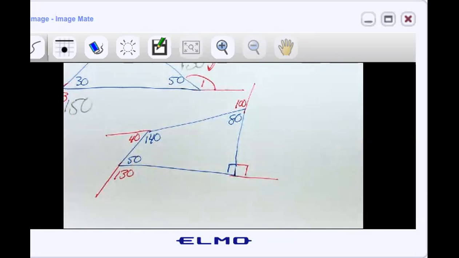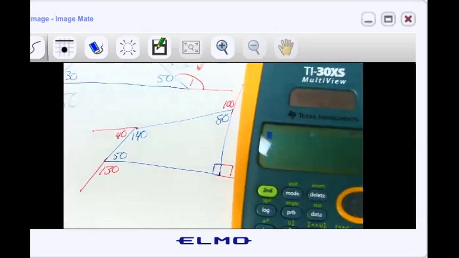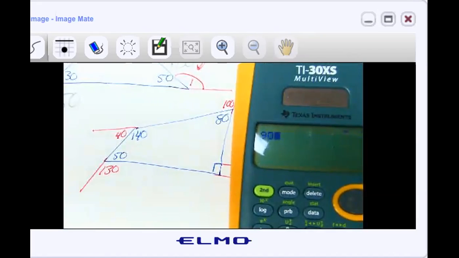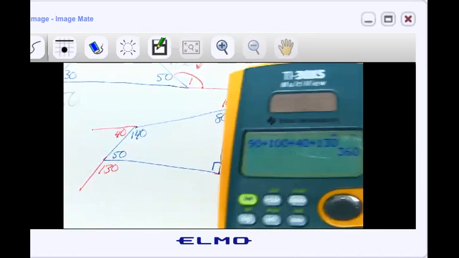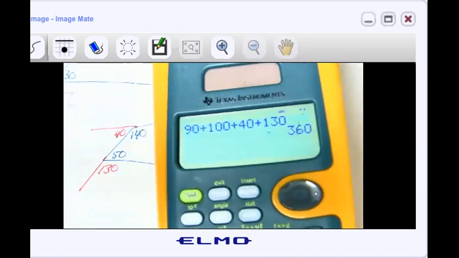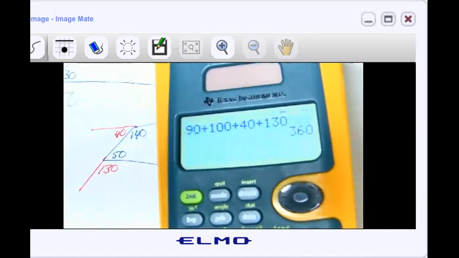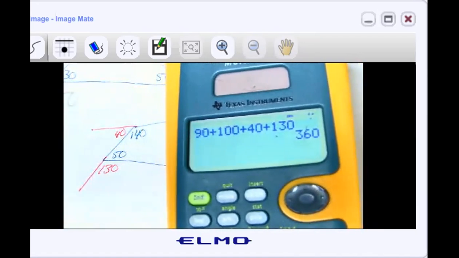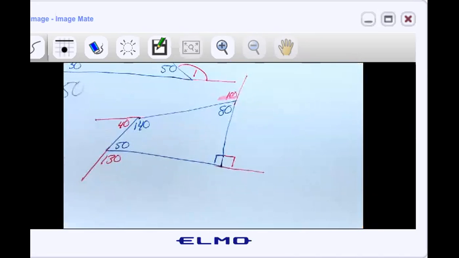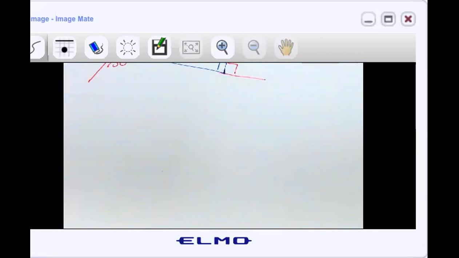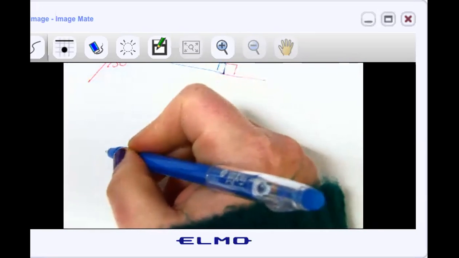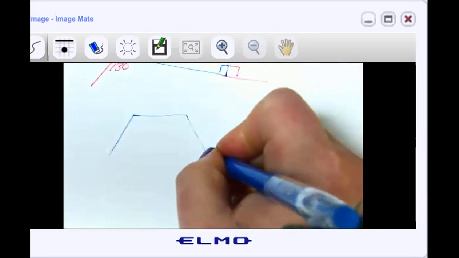Okay, let's add these four together and see what happens. So I had 90, 100, 40, and 130. What? This can't be. Let's try a hexagon. Let's jump and try a six-sided figure.